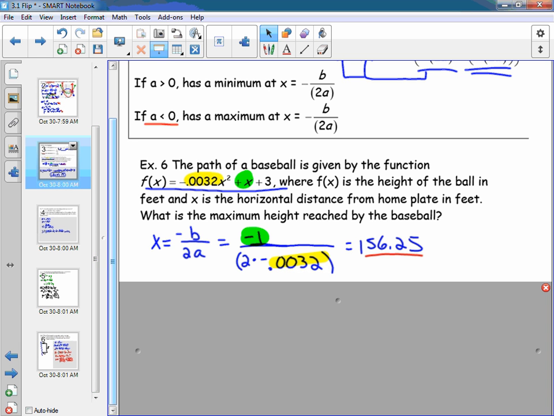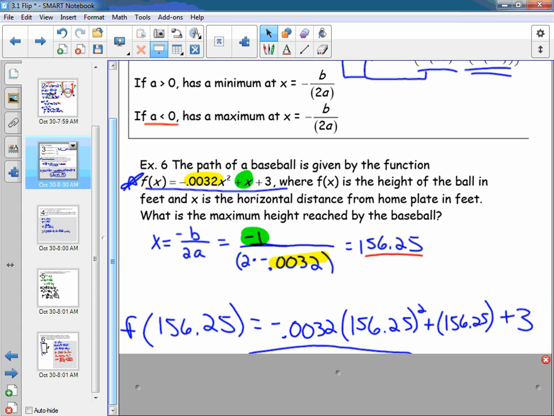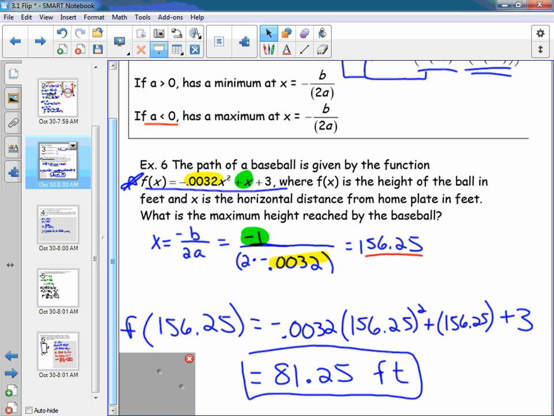All right, to find the y-coordinate of the vertex, we'll take that 156.25, and we will plug it back in to our function. Okay, so we'll replace x with 156.25. So when we find f of 156.25, you can see we have it written out there, and all we have to do is type that into our calculator, and we will get 81.25 feet.